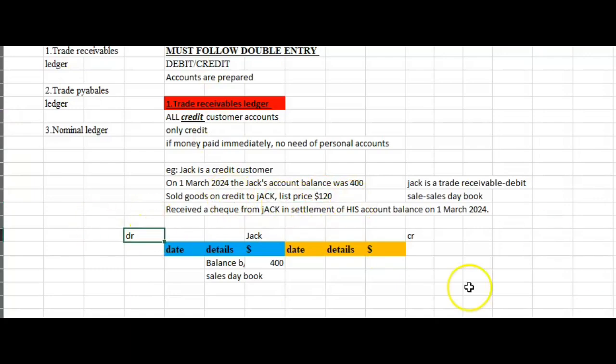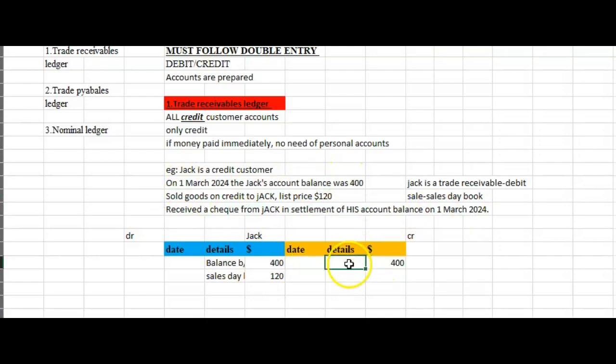Jack is a trade receivable, and trade receivables are assets. An increase in an asset is recorded on the debit side. Therefore, the credit sale of $120 is entered on the debit side of Jack's account. In the details column, we record the source book, which is the Sales Day Book.